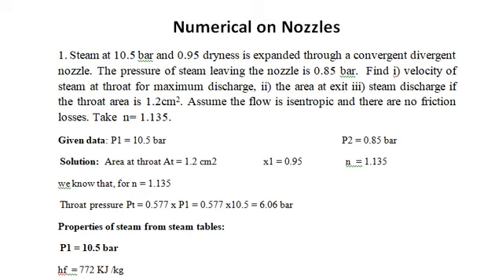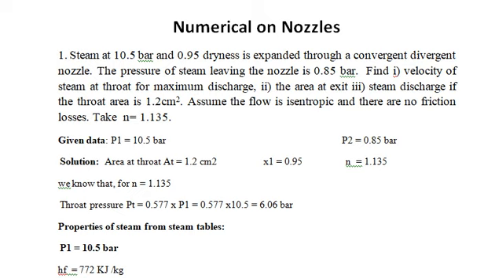First of all, we take the numerical: steam at 10.5 bar and 0.95 dryness is expanded through a convergent divergent nozzle. The pressure of steam leaving the nozzle is 0.85 bar. Find the velocity of steam at throat for maximum discharge.